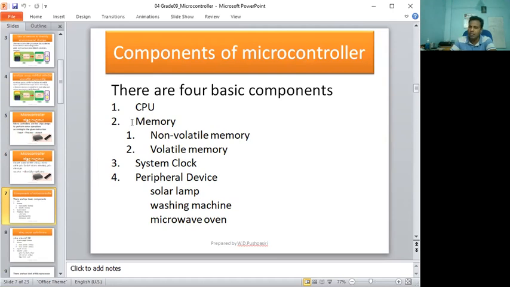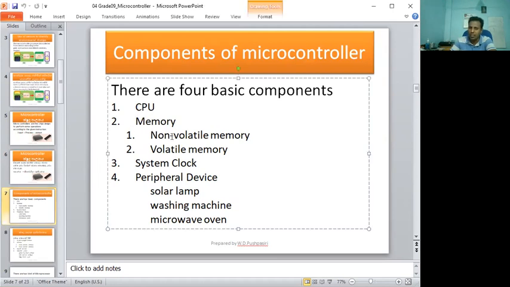In the main memory you get 2 memories. One is volatile memory, one is non-volatile memory. What do you mean by non-volatile memory? That will be the permanent memory. Whether the power is there or not, that memory will be retained as it is. But volatile memory means if the power is not there, everything in the memory will be deleted. Right? Like RAM. Whatever you stored in the RAM, once the power goes off, everything will be lost.